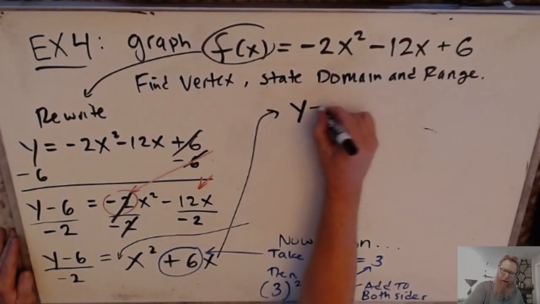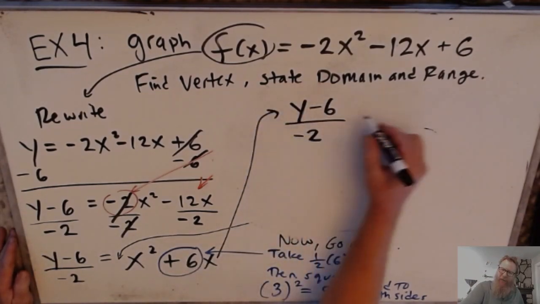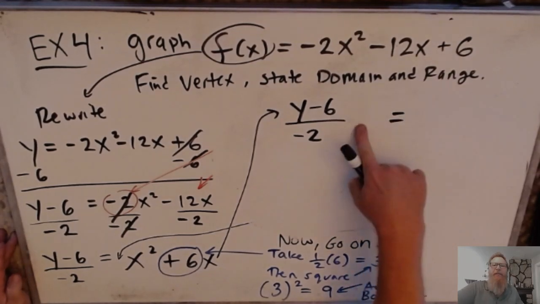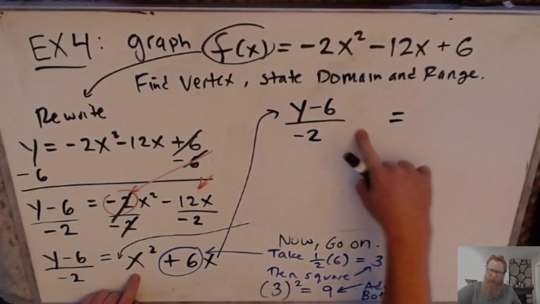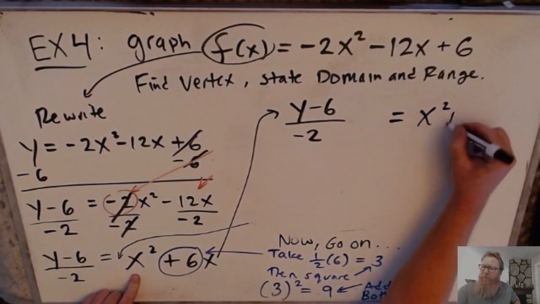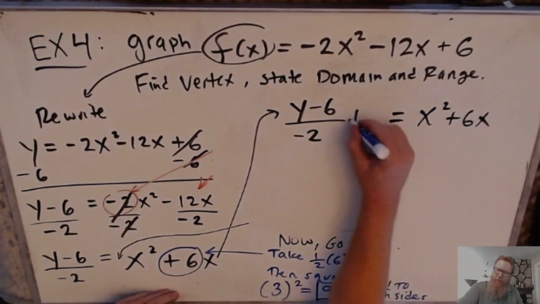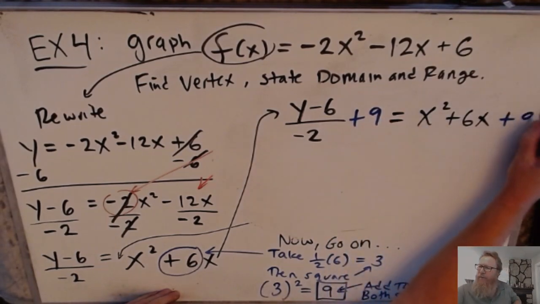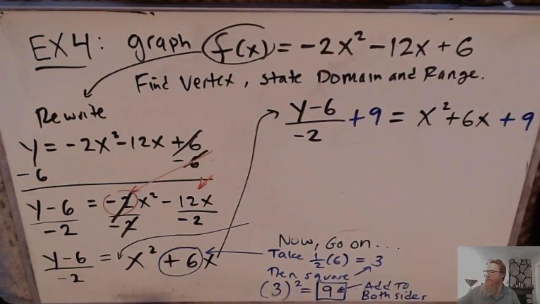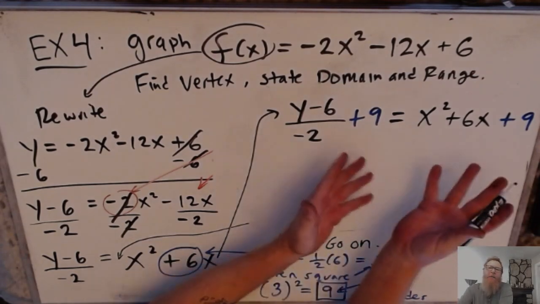So I've got y -6 over -2. I like to leave a little blank here. You're going to need that blank spot. And then x squared plus 6x. And now we're going to add 9 to both sides. And now you're basically done.